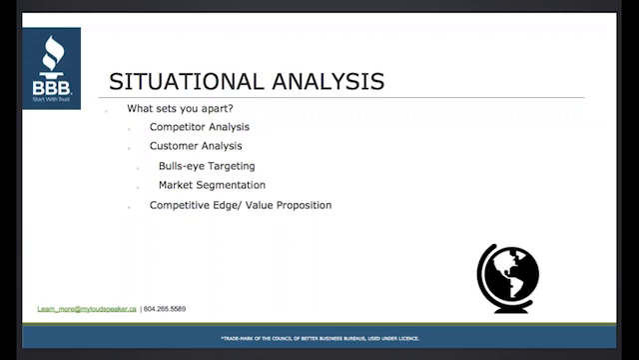So with bullseye targeting, you really need to lay it down. Where do they live? What neighborhood do they live in? What background are they from? Where have they lived all their lives? What are their interests? Where do they go? What magazines do they read? What do they do in their free time? What do they care about? Who influences their decisions? Really, really dive deep into that bullseye target.